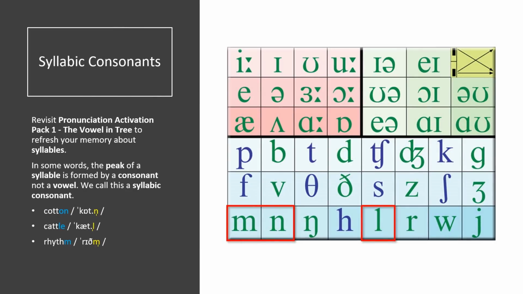Syllabic Consonants. Revisit Pronunciation Activation Pack 1, the vowel in tree, to refresh your memory about syllables. In some words, the peak of a syllable is formed by a consonant, not a vowel. We call this a syllabic consonant. Cotton, cattle, rhythm.